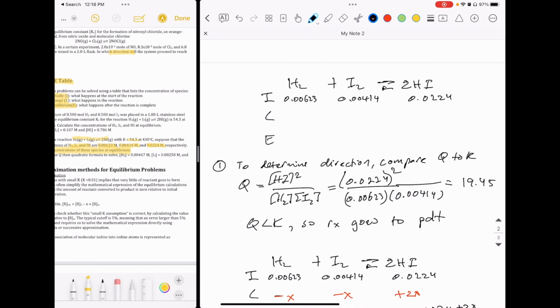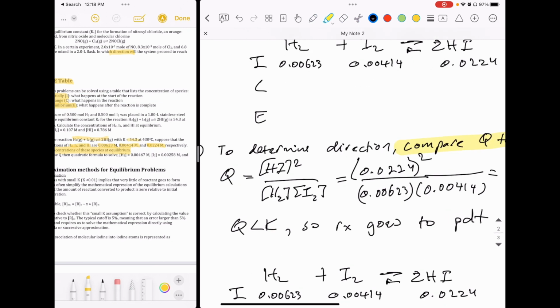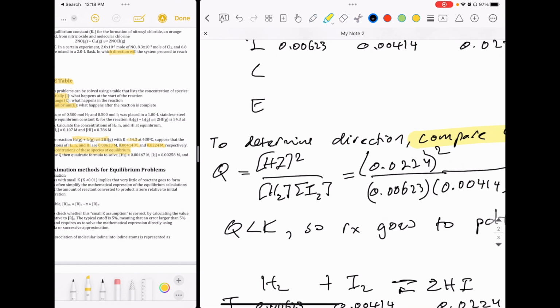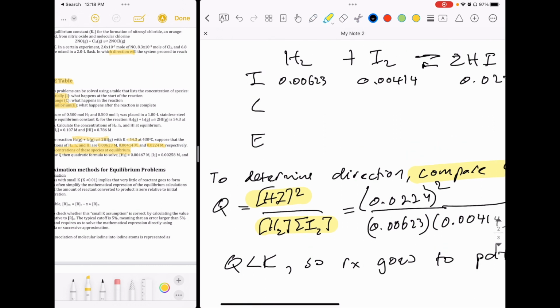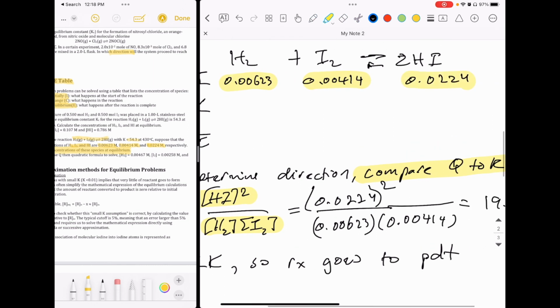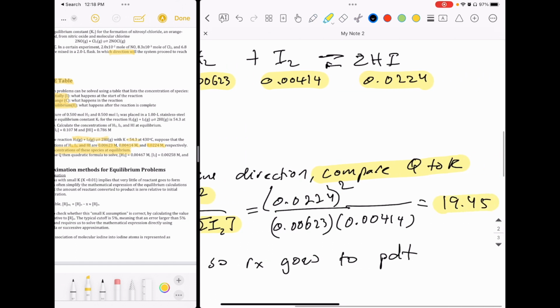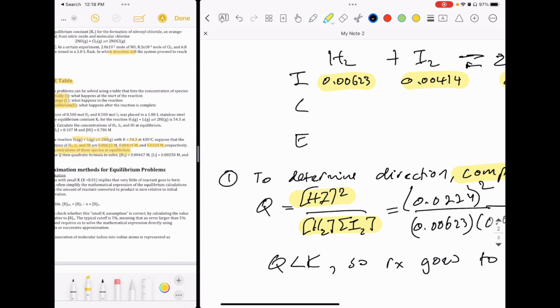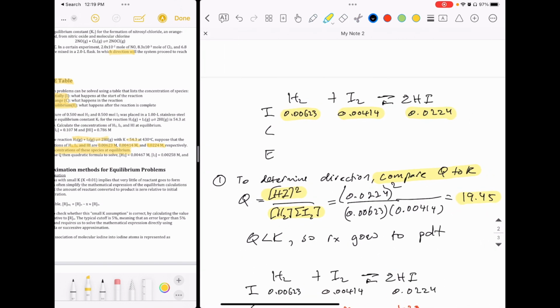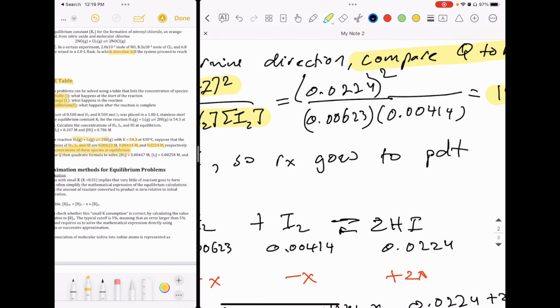We learned previously that there's a way to tell which way the direction goes, and that is by comparing Q to K. So that's what I'm going to do right now. I'm going to calculate my Q, which is the same expression as the K, except that you're using these initial concentrations, which are these three numbers right here. So when I plug those numbers into that Q expression, I get 19.45. 19.45 is less than the K because remember the K value is 54.3. So we can conclude because Q is less than K, the reaction is going to make some more product.